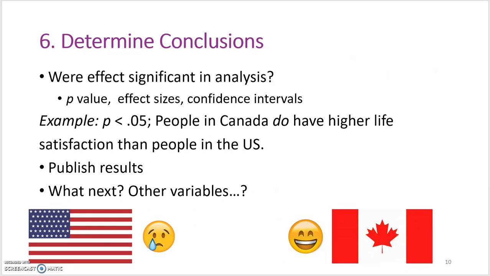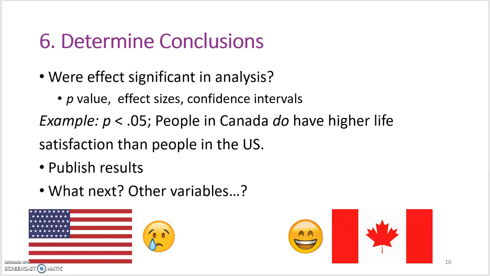Then, after I conduct my analyses, I determine my conclusion and I publish my results. We use several measures to determine significance of our results, including p-values, effect sizes, and confidence intervals. So in my example, let's say that I ran a one-tailed t-test and that my one-tailed t-test was significant. I would conclude that Canadians do have more life satisfaction than Americans. And then once I have my conclusion, I can write up my results for publication.